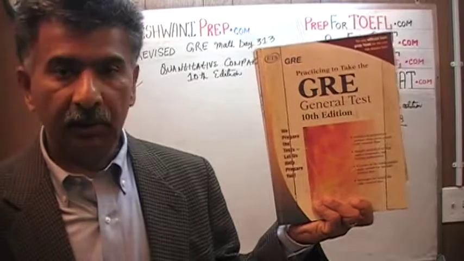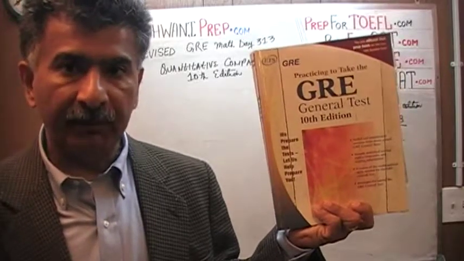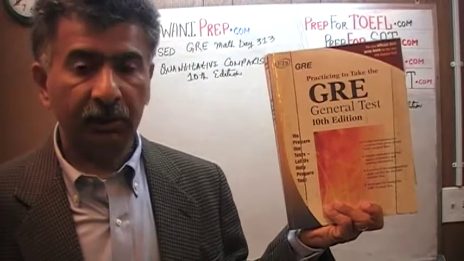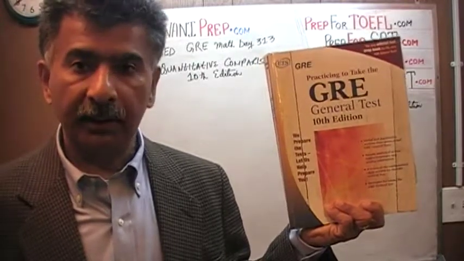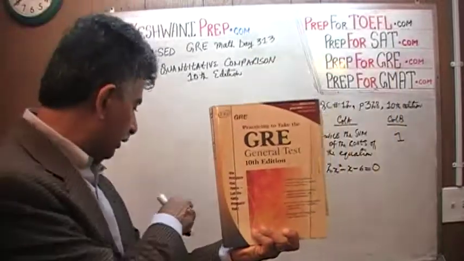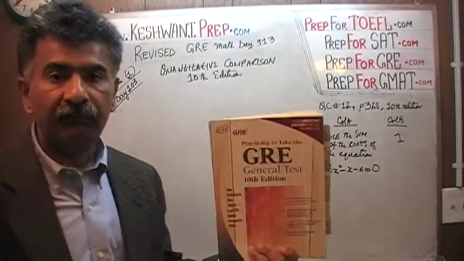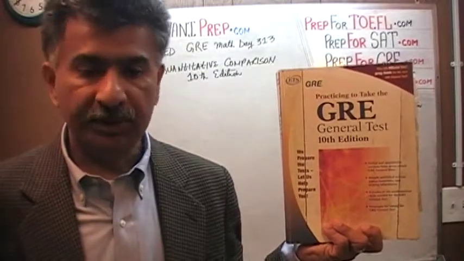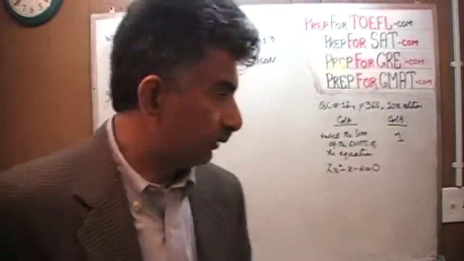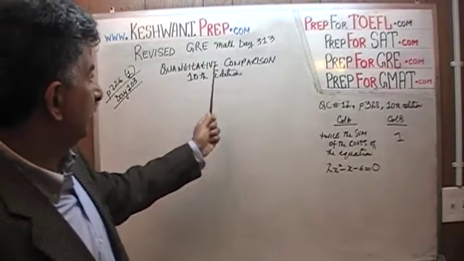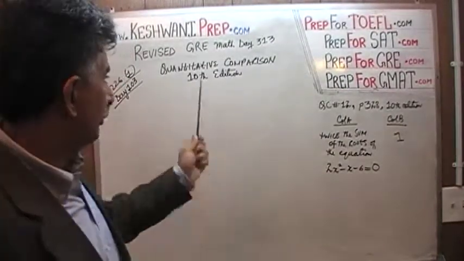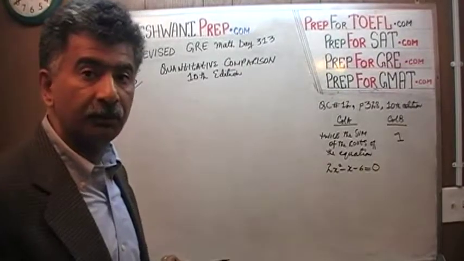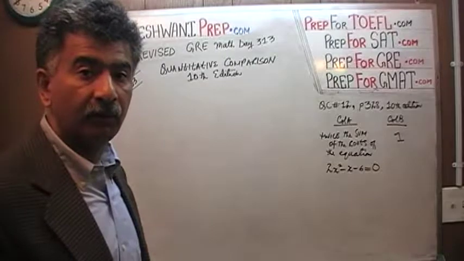In this book you will find 7 exams. Each exam contains 30 quantitative comparison questions. There are altogether 210 quantitative comparison questions in this book, and you will find solutions to every single one of those 210 questions on my channel. Simply look for this playlist. Just type in quantitative comparison 10th edition, and you will find all of the solutions, if you're interested in getting some more practice on the quantitative comparison questions.